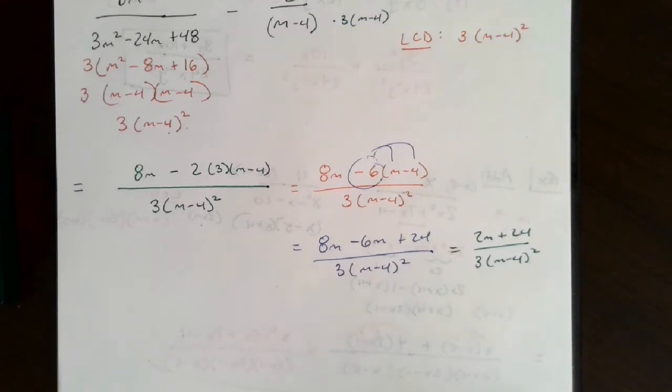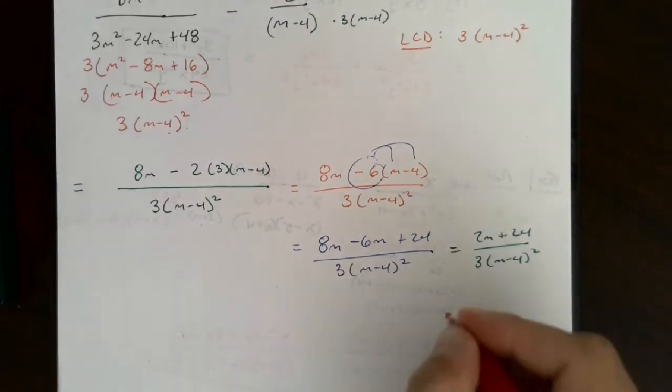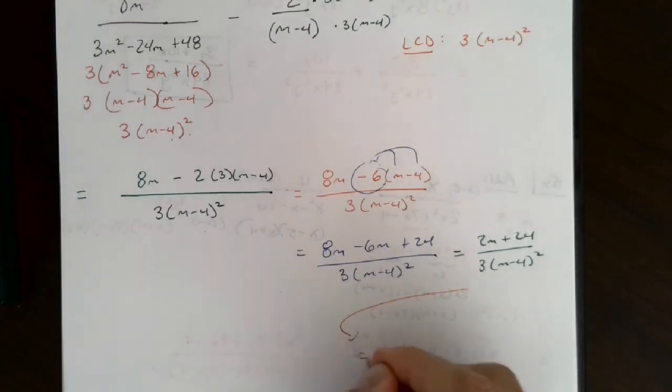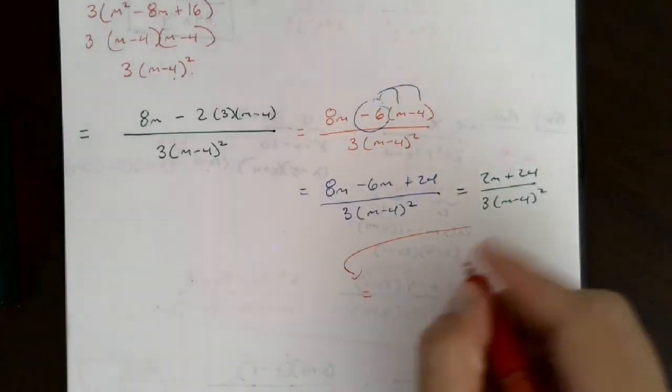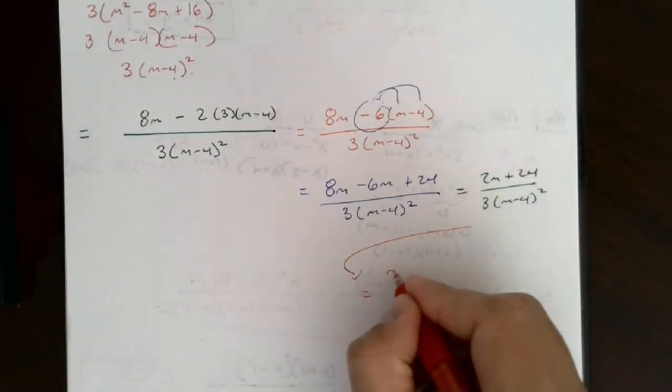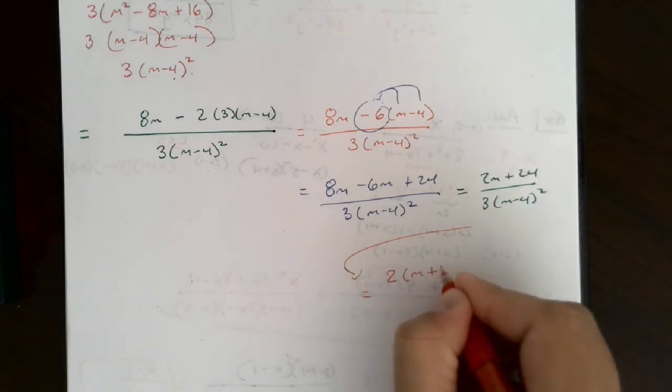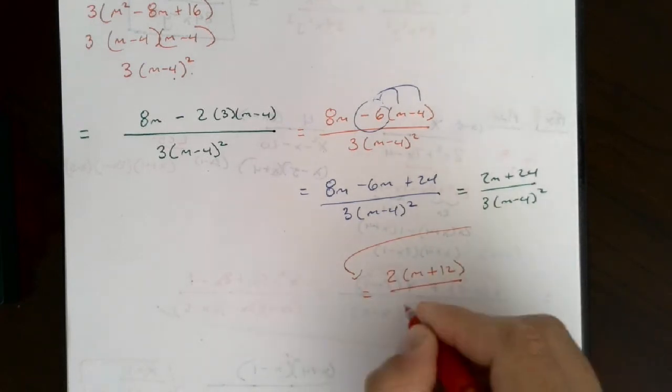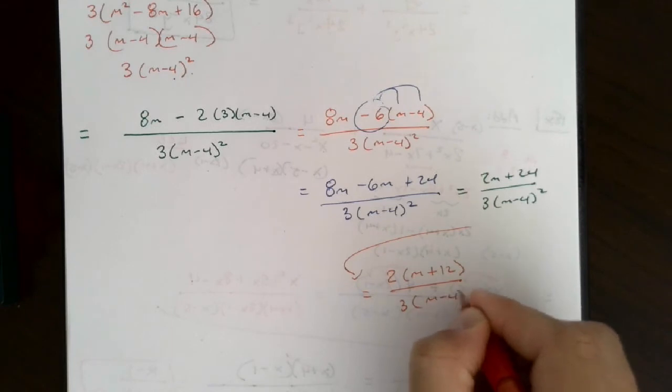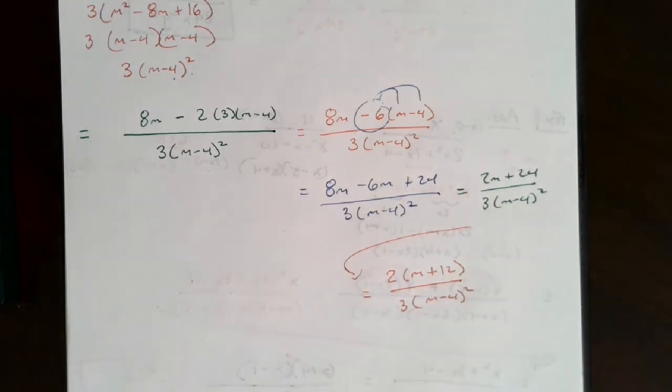And now you should check to see if this simplifies. Now if it does, great. If it doesn't, then that's okay too. So this is equal to, we would factor a 2 out of the numerator, so I have 2 times m plus 12. Over here I have 3 times m minus 4 quantity squared.